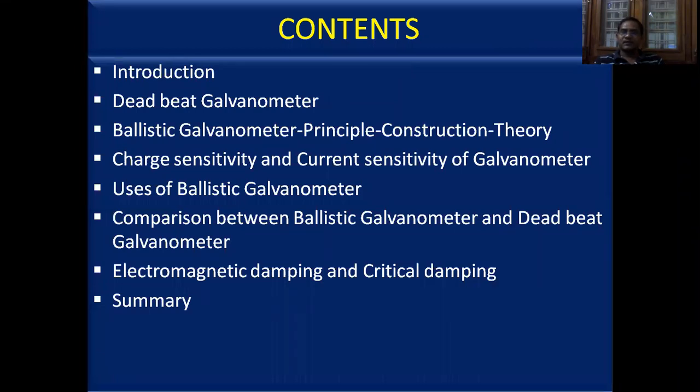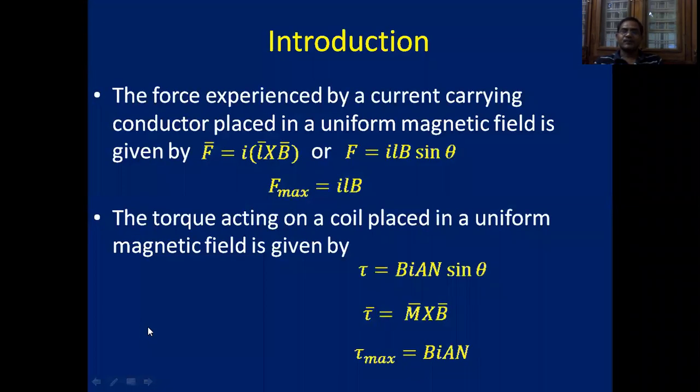The contents of the present lecture are Introduction, Deadbeat Galvanometer, Ballistic Galvanometer, Principle, Construction and Theory. After that, we will discuss the charge sensitivity and current sensitivity of galvanometer. Next, uses of ballistic galvanometer. After that, comparison between ballistic galvanometer and deadbeat galvanometer. Next, electromagnetic damping and critical damping. Lastly, we will see the summary of the lecture.